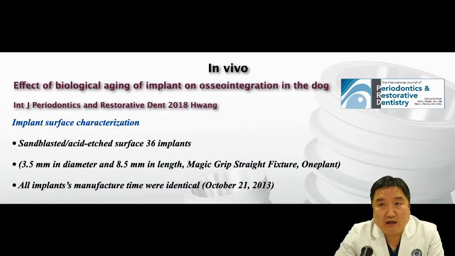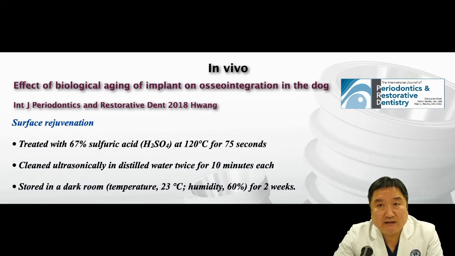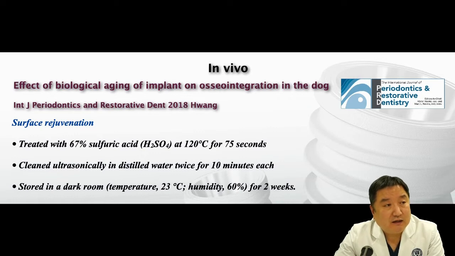Okay, this is my first article experimenting to prove the biological aging at the in vivo level. My graduate student and I published this article in 2018. We used acid etching, which we intended to mimic the manufacturing process of an implant, so that we could make it just like a new, fresh surface, and then gave time intervals of 0 and 2 weeks to compare with the one manufactured more than 6 months earlier.